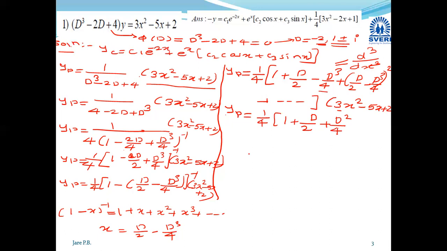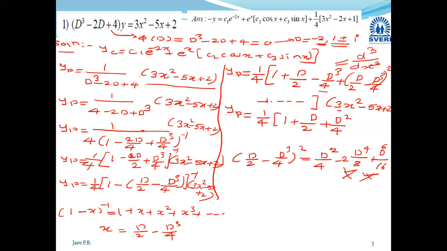So expanding d by 2 minus d cube by 4 bracket square gives d square by 4 minus twice AB, which is 2 times d raised to 4 divided by 8, plus this square, d raised to 6 divided by 16. The third derivative is 0, so the fourth derivative is 0 as well. There is no need to take these terms.